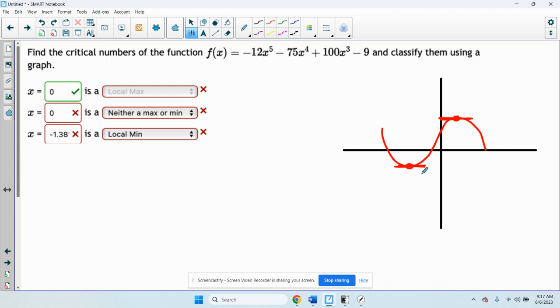Once we determine those values, then we can look closer at each of them and say, well, what's happening to the concavity? Is it opening up or is it opening down? That will tell us really what's going on at each of these points.